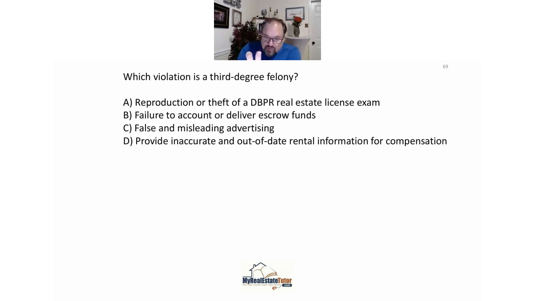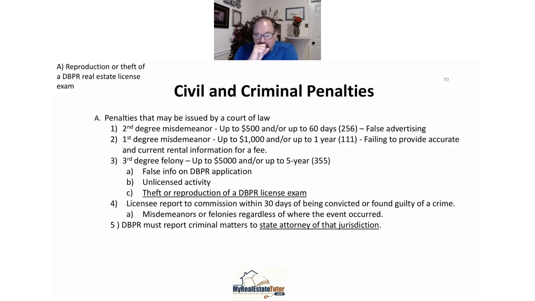Third-degree felony is specific on what they're talking about here, okay? Now, reproduction or theft of a DBPR real estate license exam is the answer, but there's also failure to account or deliver escrow funds, false or misleading advertising, and providing inaccurate or out-of-date rental information for compensation. So let's look at those. You want to know these penalties, okay? You may not get all of them, but there's a possibility you may get 1 or 2, okay? And this comes straight out of the Florida law.